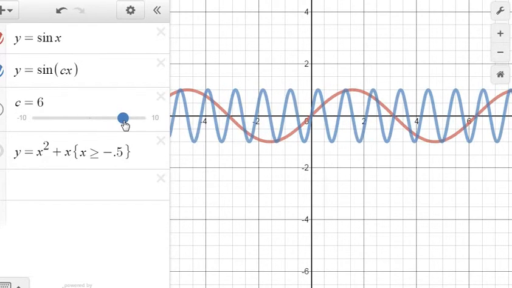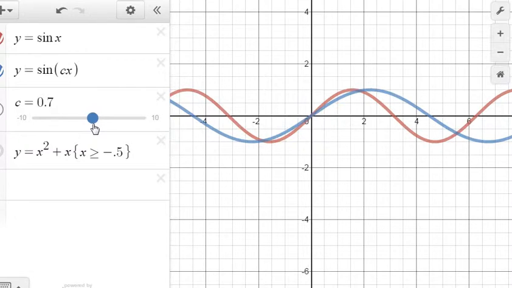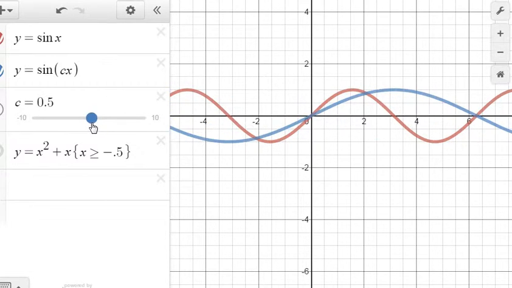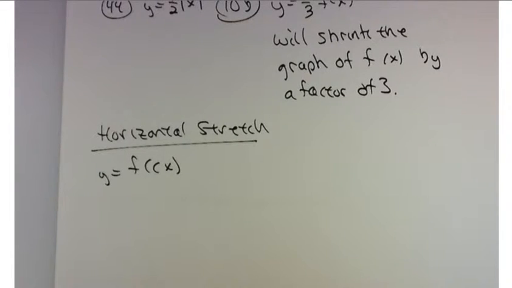So let's kind of summarize that. So if C is greater than 1, the graph gets compressed horizontally.